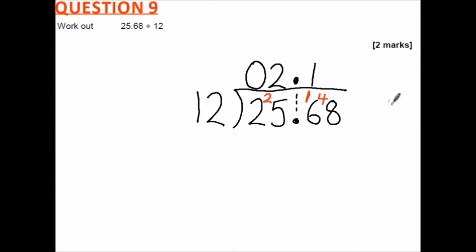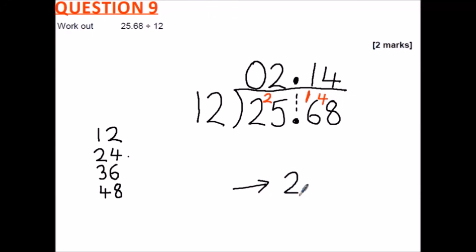And finally, 12s into 48. Just do the 12 times table if you want to. 12, 24, 36 would be 3 12s. Finally, 48. And so 1, 2, 3, 4. So we can fit 4 12s exactly into 48. And because we can fit exactly 4 12s into 48 with no remainder, we can stop. So the final answer is 2.14.